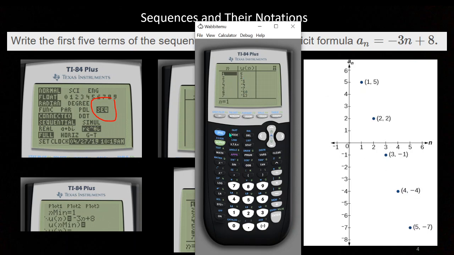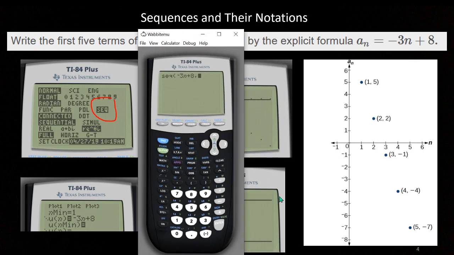Now, what if you want to get them in one list, right? You could do that too. So the way it works is this. You could go to second list and go to operation and pick that number 5, which is the sequence. So you create a sequence with this formula. So first goes the formula. So we're going to put the formula there, negative 3n plus 8, comma.